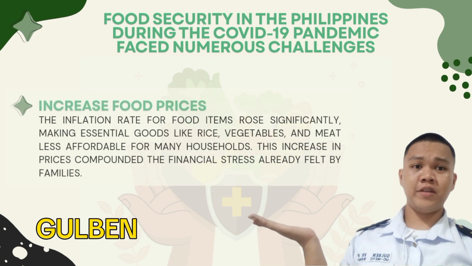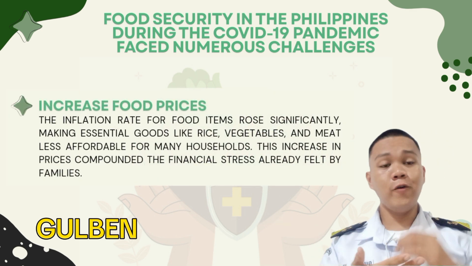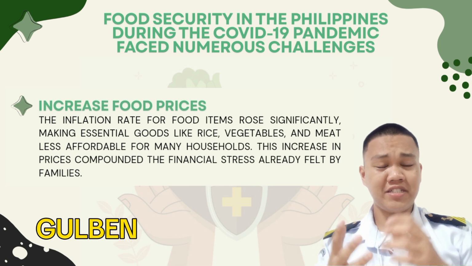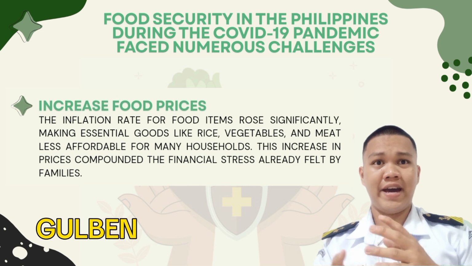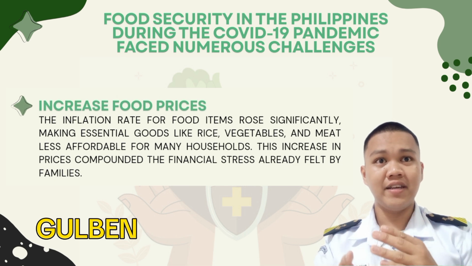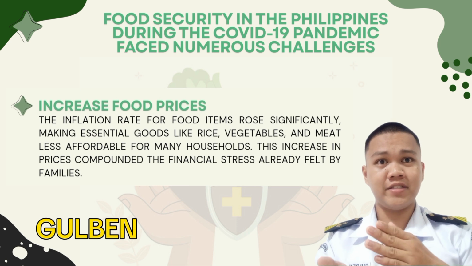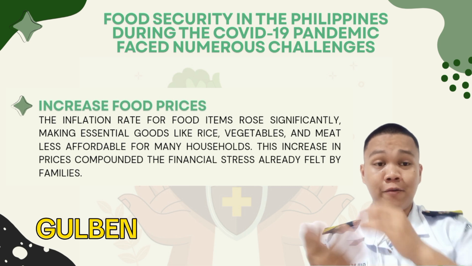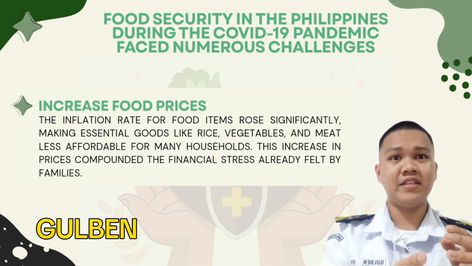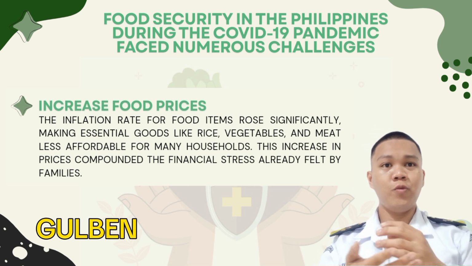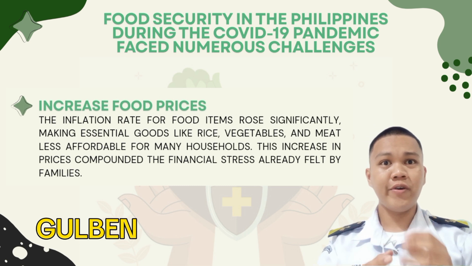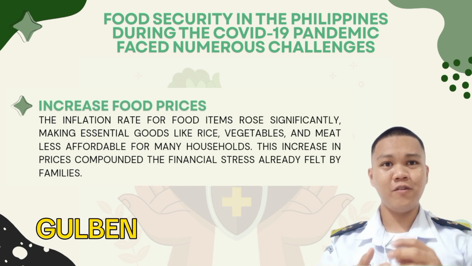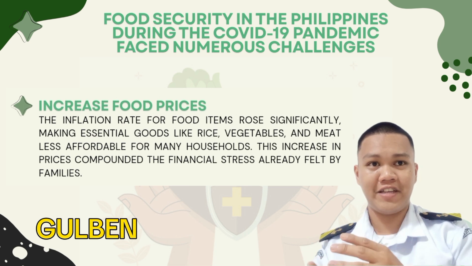So this statement explains that food is getting more expensive. This makes it harder for people to buy the food they need, especially for poor families. They have to choose between important things like rent or medicine. So this can lead to people eating less or not eating healthy food. This increase in food prices is called inflation.